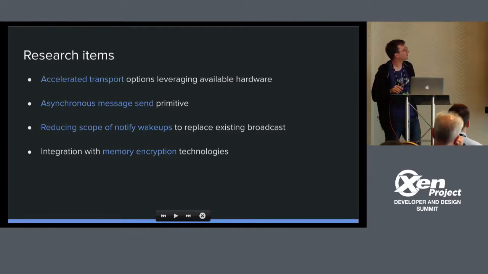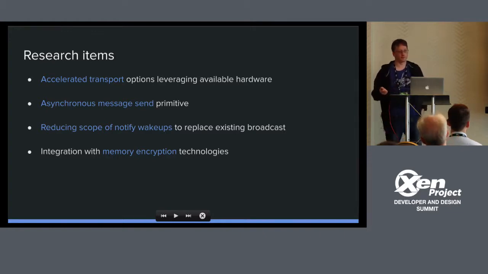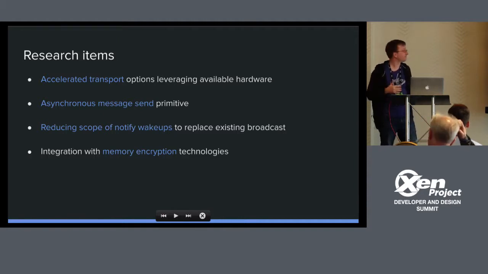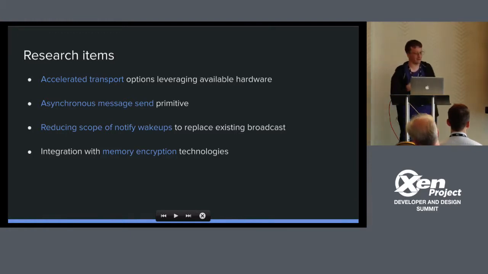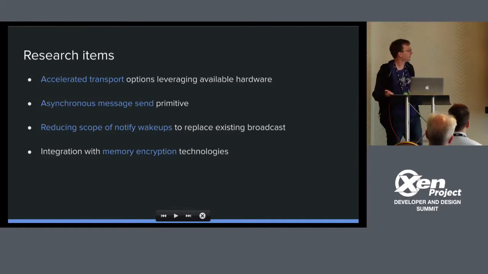A few research items I'd like to do. First one is looking at some accelerated transport options. There are features of modern Intel hardware it would be nice to be able to take advantage of, perhaps in order to gain a bit more throughput. It's moving away from necessarily relying on the hypercall to send. VM func could be interesting, and that fits with the interest in an asynchronous send primitive. It might enable the use of Argo in wider use cases.